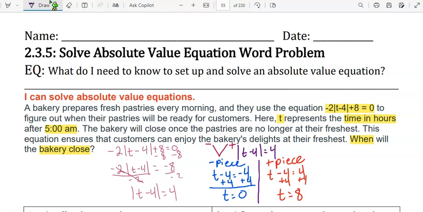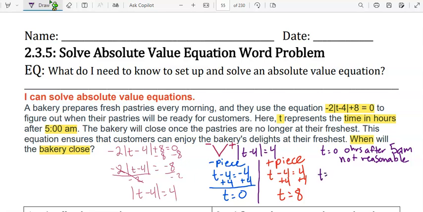So to interpret these answers, t equals 0 is 0 hours after 5 a.m. Now that wouldn't be a reasonable solution because they just opened. They wouldn't close the second that they had opened. So in this case, it would be an extraneous solution.